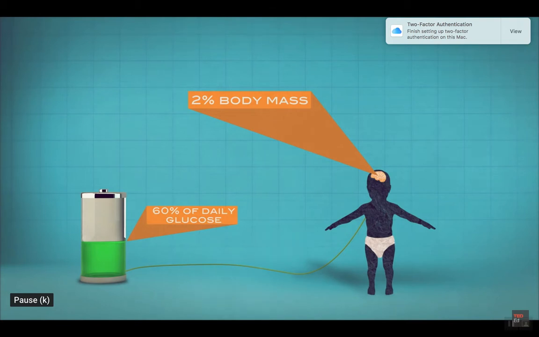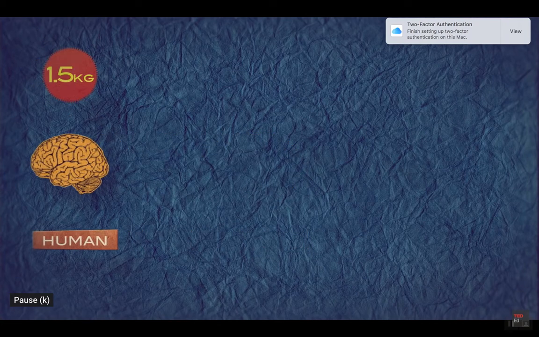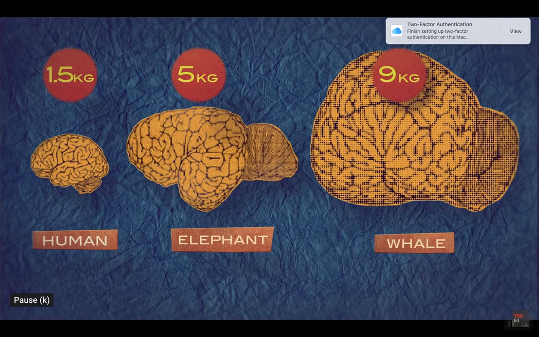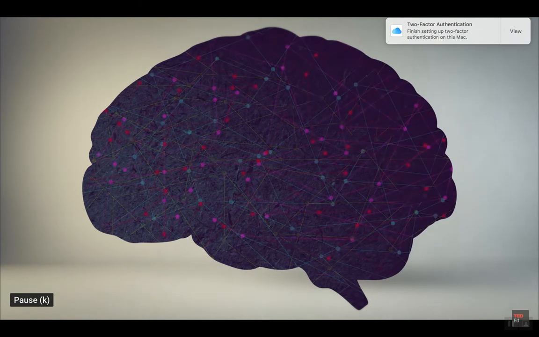This is far more than expected for their relative brain sizes, which scale in proportion to body size. Human ones weigh 1.5 kilograms, elephant brains 5 kilograms, and whale brains 9 kilograms. Yet on a per-weight basis, humans pack in more neurons than any other species. This dense packing is what makes us so smart.